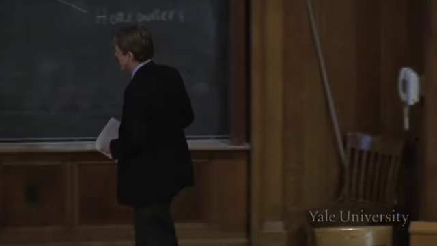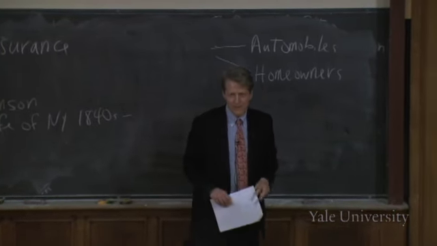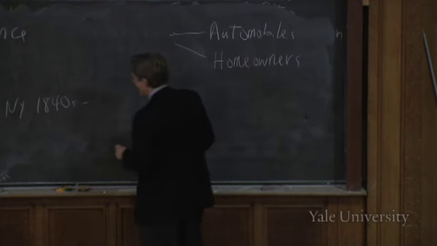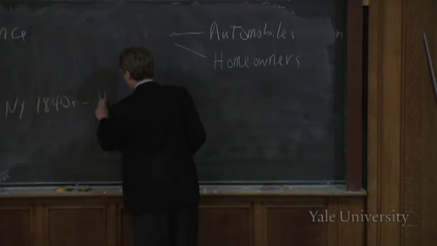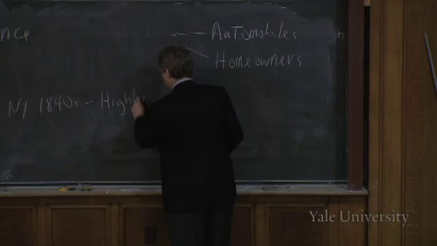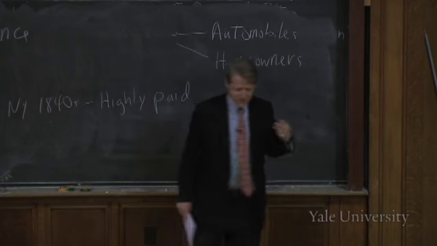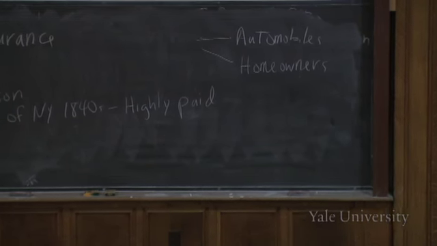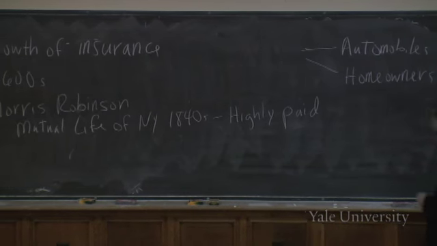So Morris Robinson, however, realized that some people are very talented salespeople. And they're probably talented at other things as well. So it may sound like a small improvement, but he just had very highly paid insurance salesmen. And they were paid as long as people kept their policy. And so that motivated an insurance salesman to form long-term relationships with the families that he was insuring and to keep them from canceling their policies.